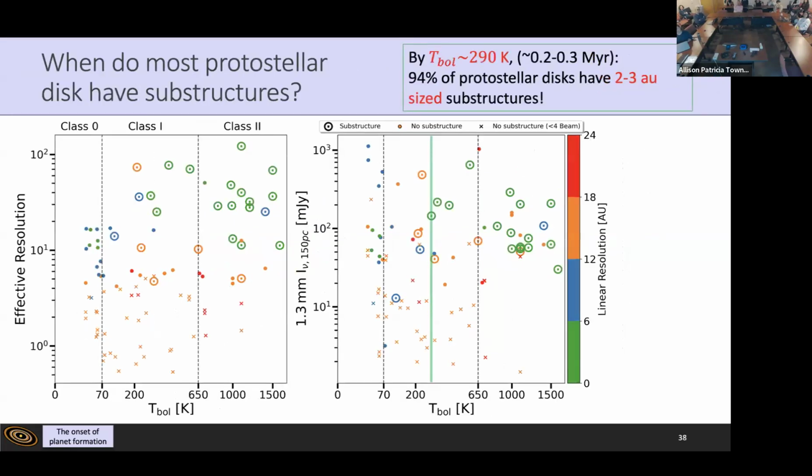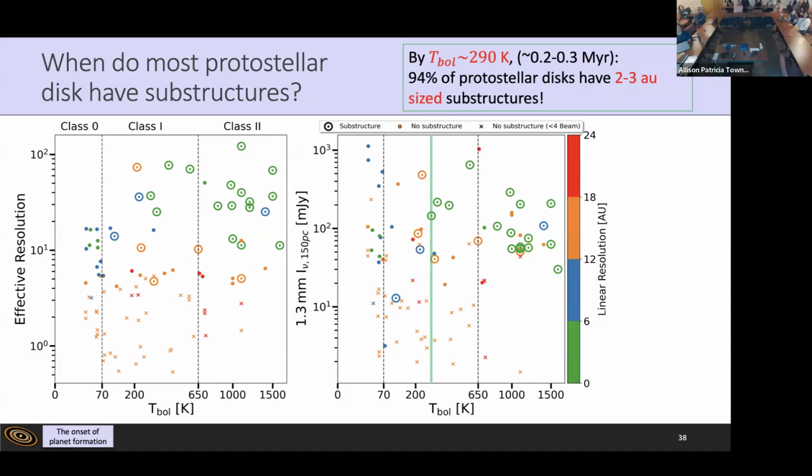So it's important to also look at both the effective resolution as well as the linear resolution. So here I plot the effective resolution of the sources as well as the flux of the source, which is proportional to the mass, color-coded by linear resolution. First of all, if you look at the class 0 sources around here, regardless of the linear resolution, you don't see any substructures.